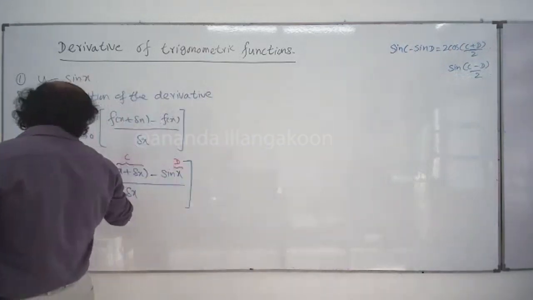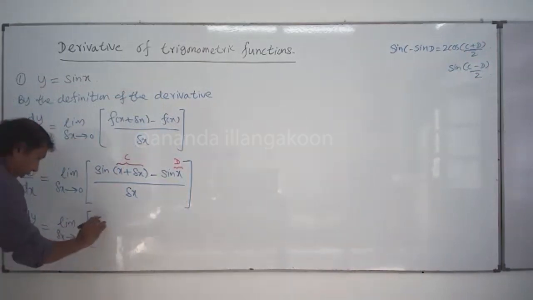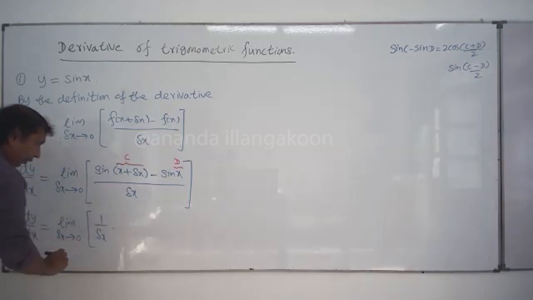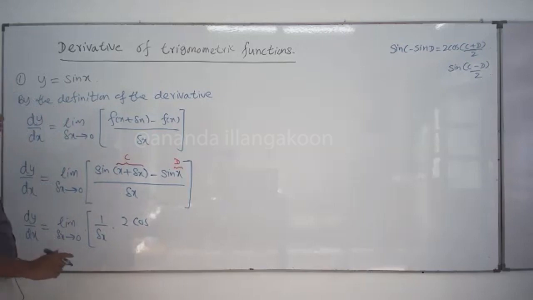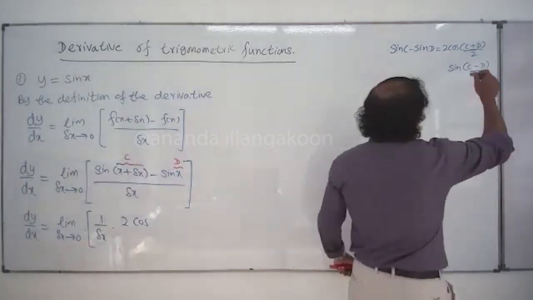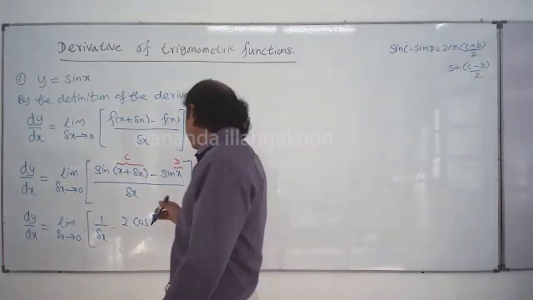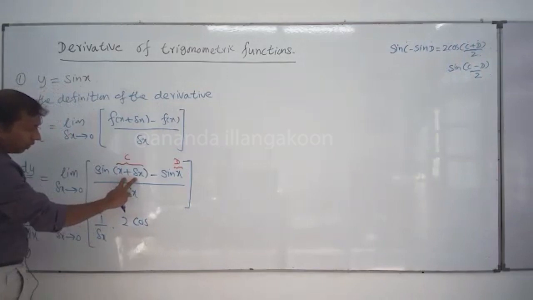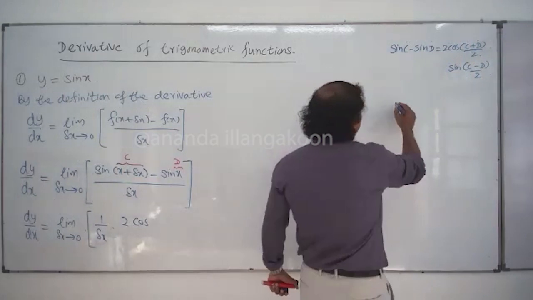This delta x I write as 1 upon delta x. dy by dx equals limit delta x going to 0, within bracket 1 upon delta x I write. Here we apply 2 cos. Right. C plus D divided by 2 means what, people? It means the sum of these 2 angles divided by 2. When you add these 2 angles, what do you get, people? x plus delta x plus x, divided by 2, no?